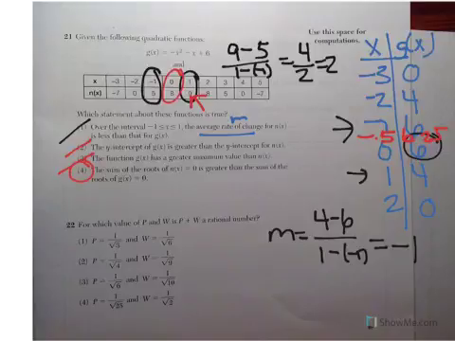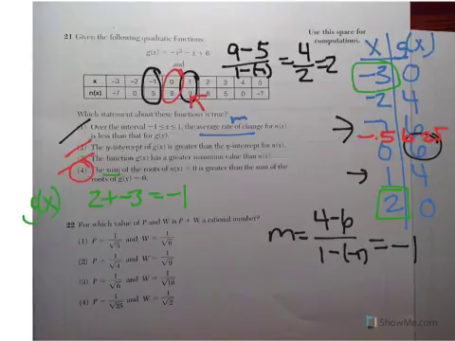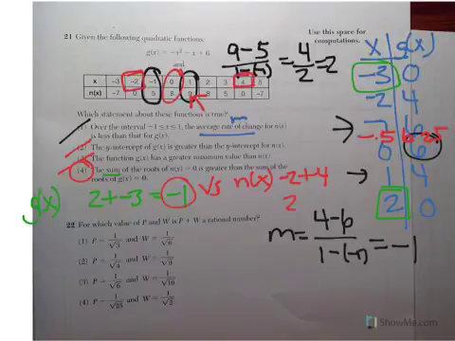So the roots in g of x would be 2 and negative 3. The sum means to add. 2 plus negative 3 equals negative 1. So this is g of x. And if I look versus n of x, my roots would be negative 2 and 4. When I add negative 2 plus 4, I end up with 2. So the sum of the roots of n of x would be greater than the sum of the roots of g of x.